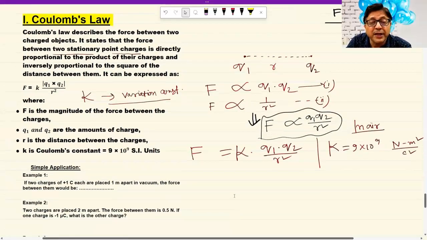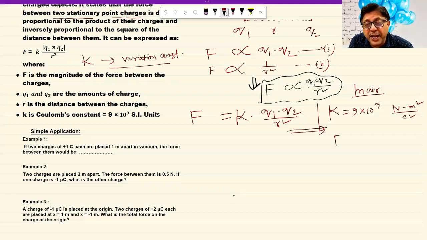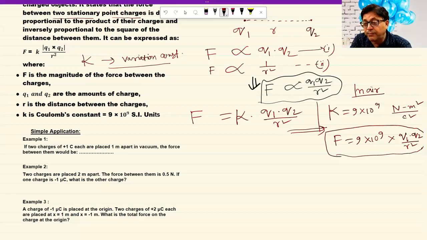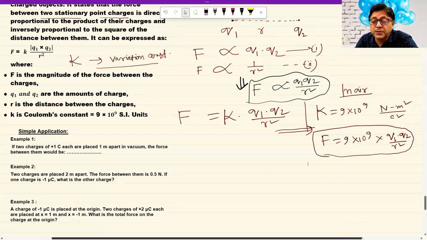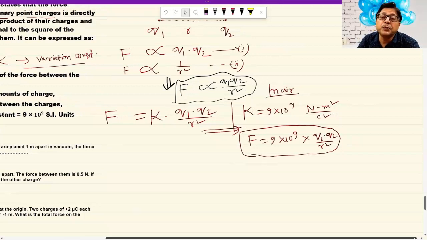So if I put the value of K over there, then Coulomb's law takes this form, which is given by F equal to 9 into 10 to the power 9 Q1 Q2 by R square. Experimentally, the value of K was found, and this form is called the scalar form of Coulomb's law. This scalar form will help you to calculate. The vector form, when you come to know it, will help you to determine the direction.